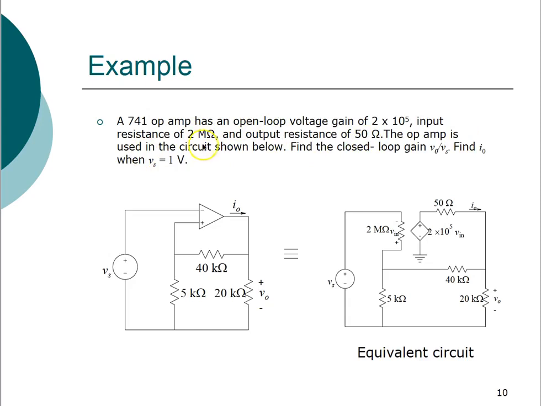The op-amp is used in the circuit shown below. Find the closed loop gain, which is A, and A is equal to V0 by Vs also. So that's your gain, and you have to find the output current when Vs is equal to 1 volt. So let's see, where is I0? I0 is here, the output current, and Vs is this input voltage which has been given in the problem as 1 volt. So using these values and the input resistance value and the gain value, we can basically find out I0 and then the closed loop gain.